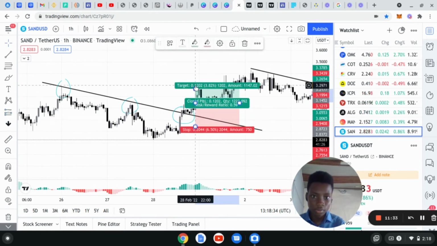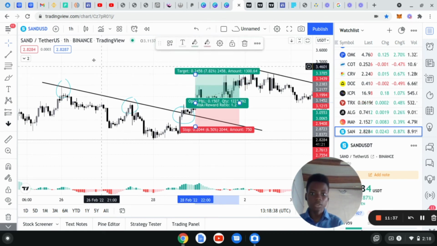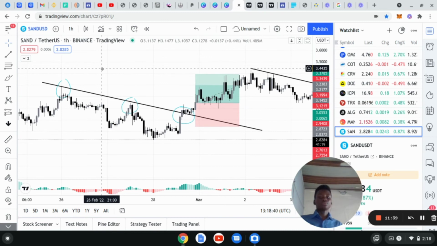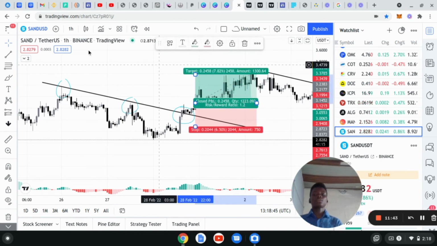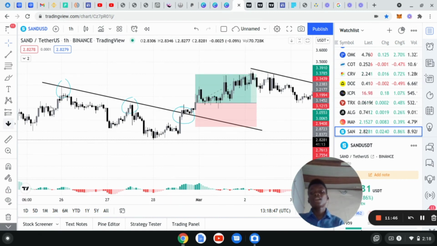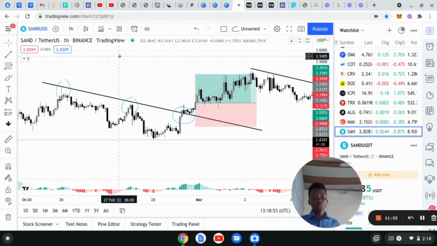Let me see if this, okay, this could have worked out too with a 1:2. This could have worked out too. This could have worked out too. So as you can see, trend lines are very powerful trading strategy. You can use them on any market, any time frame. You just need to ensure you have more than two touches and ensure you are comprising of the wicks.